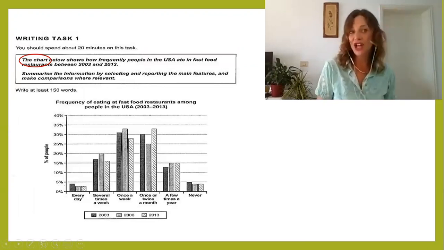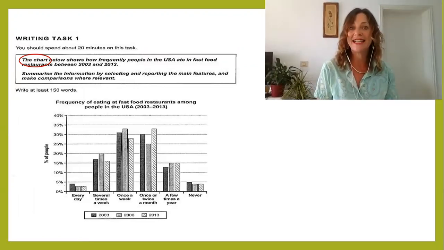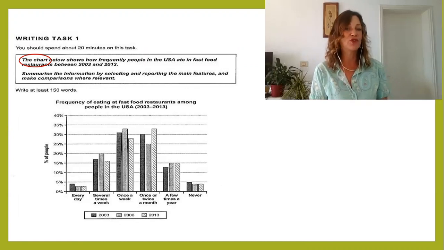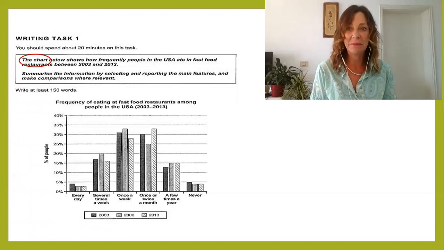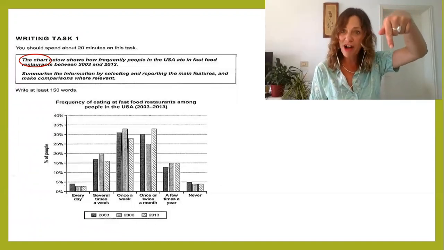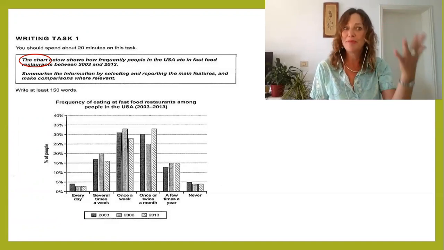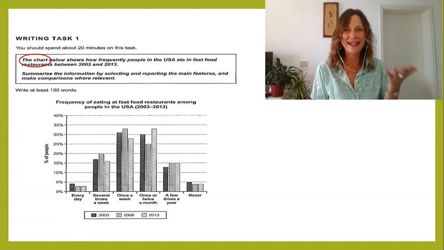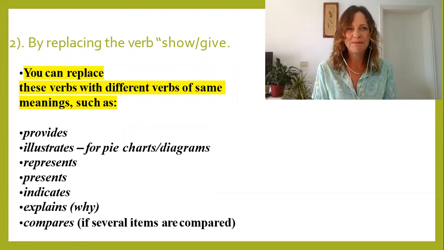Again, the chart below shows how frequently people in the USA ate in fast food restaurants between 2000 and 2013. Well, it's not just a chart, is it? It's a bar chart. So straight away, you can use the bar chart shows as part of your introduction. Let's look at the second point, number 2.